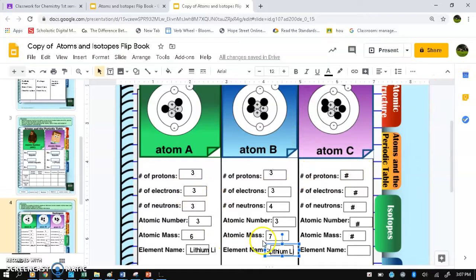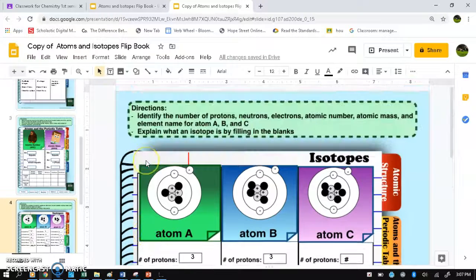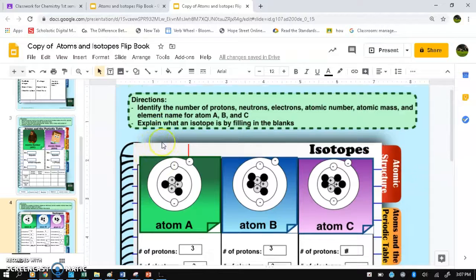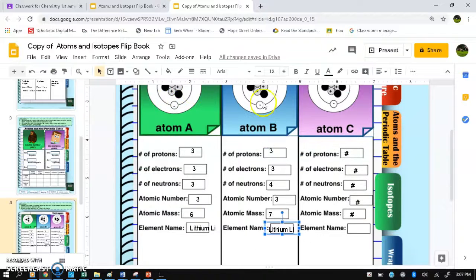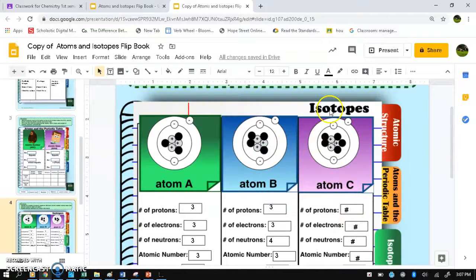But I have 2 lithiums. It doesn't matter. That's what makes an isotope, is that you have the same amount of protons, but you can have a varying amount of neutrons. An ion, I-O-N, is a varying amount of protons and electrons.